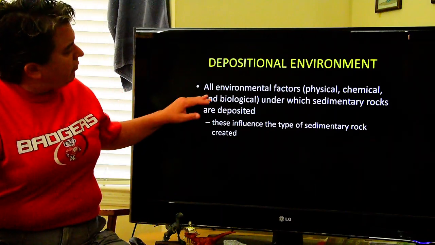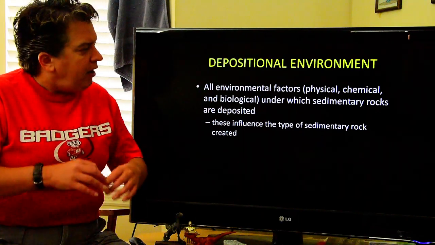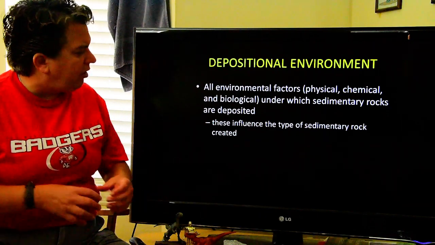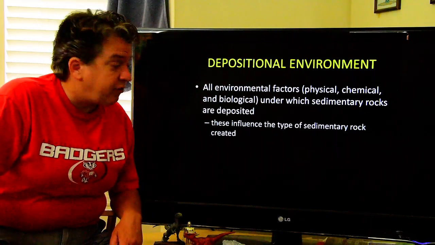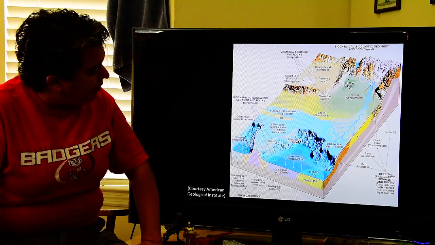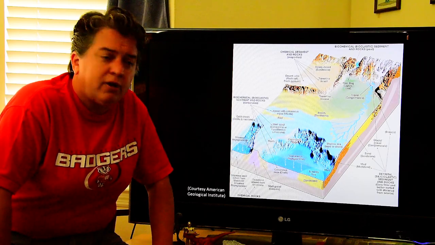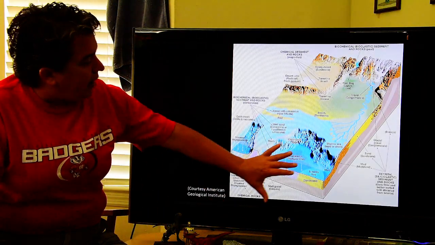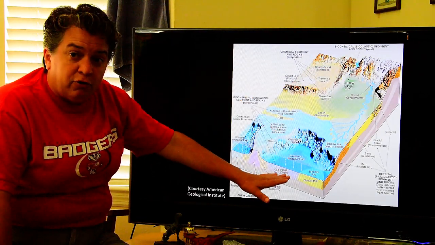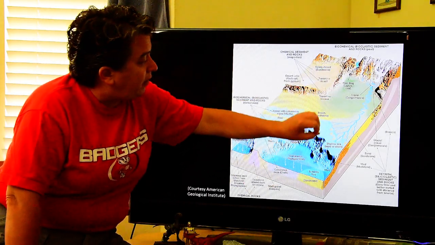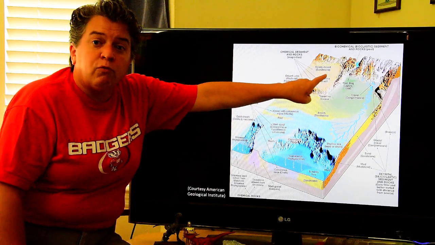When we study this, we are looking at all the environmental factors under which the sediments form. So physical, chemical, biological, all of the influences to the type of sedimentary rock we're ultimately going to get. This diagram here gives you a good idea of how varied these depositional environments can be. And so we have some that are in the oceans, some that are on land, some are in the deep oceans, some are in kind of mountainous areas, some are in coastal areas, and depending on those different environments, you see different rock types forming.